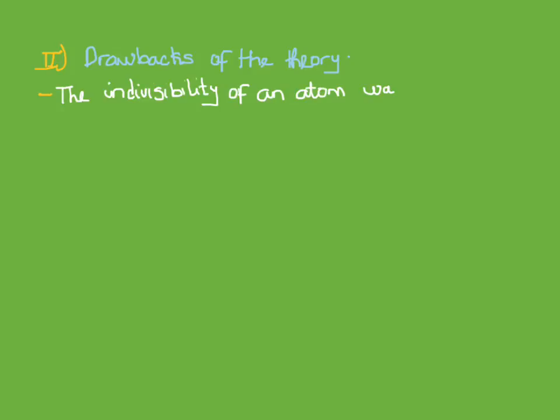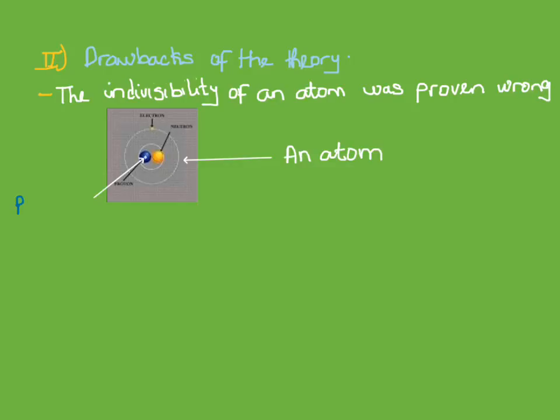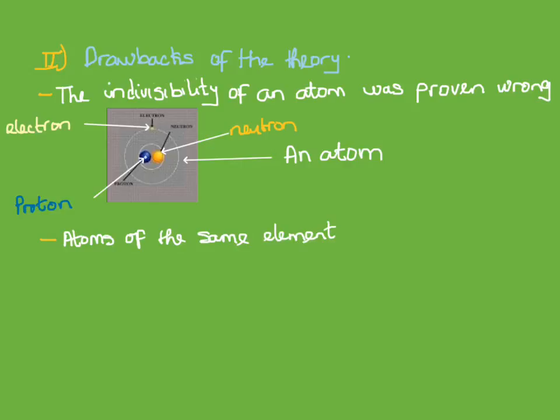The indivisibility of an atom was proven wrong, for an atom can be further divided into proton, neutron, and electron. The proton and neutron are found in the nucleus, while the electron is found in the shell. However, an atom is still the smallest particle which can take part in a chemical reaction. According to Dalton, atoms of the same element are similar in all respects.